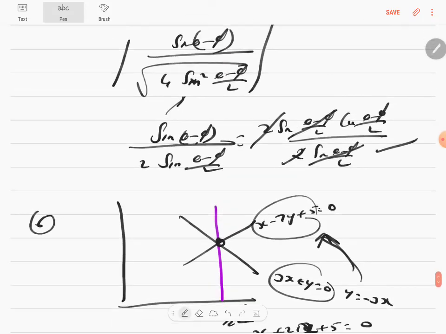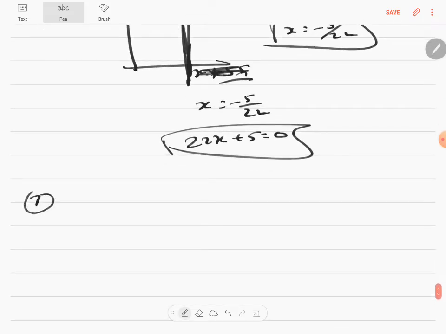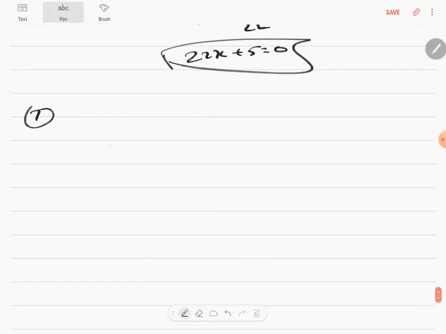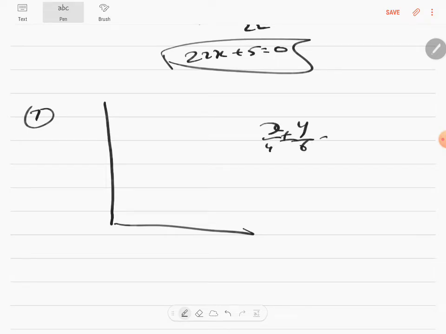So let's go to the next question, which is the seventh question. Find the equation of the line drawn perpendicular to the line x by 4 plus y by 6 is equal to 1, which is in intercept form, with points 4, 0 and 0, 6. Equation of a line drawn perpendicular to this line where the line meets y-axis. Where does it meet y-axis? This is where it meets y-axis, and you're drawing a perpendicular. They're asking for this purple color line's equation.